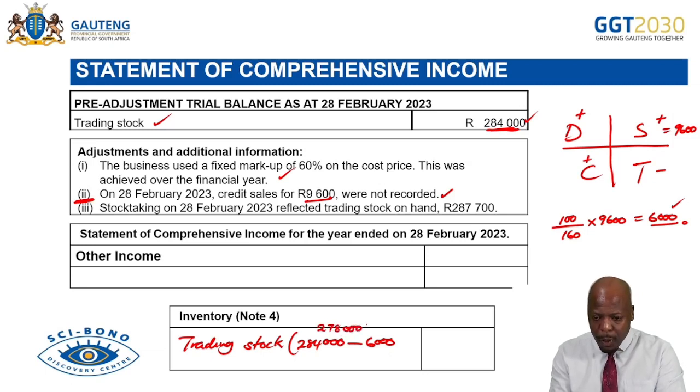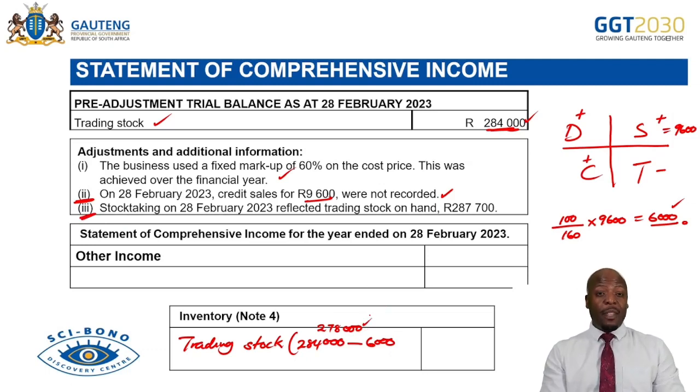278,000. Okay. Keep that 278 in mind. Then we are told that stock taking. So what happens is that at a particular time, the business will decide to physically count the stock that it has on hand, how much stock we have. So the business has done what we call a physical stock taking.